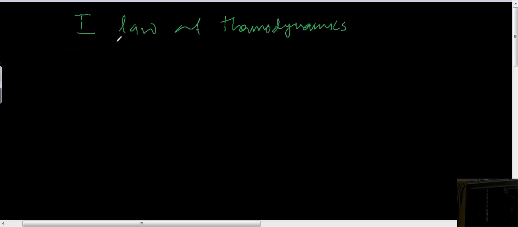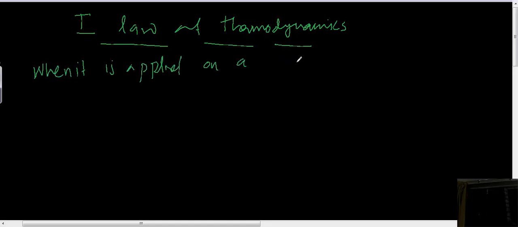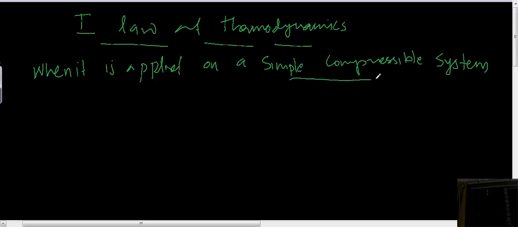Now let us discuss the first law of thermodynamics. We always use this law even in our life. We all know the conservation of energy principle, that energy can neither be destroyed nor be created. It can change from one form to another. And when this first law is applied on a simple compressible system, what is a simple compressible system? That is when we neglect the effects of magnetism, motion, gravity, surface tension. When we neglect all these things, the system becomes a simple compressible system.